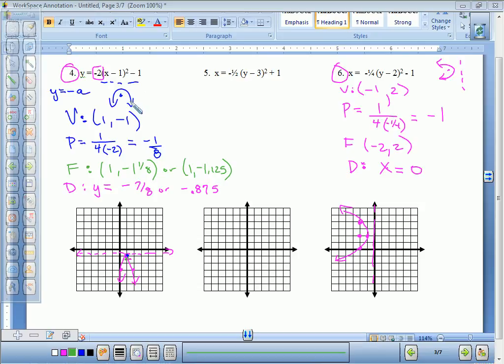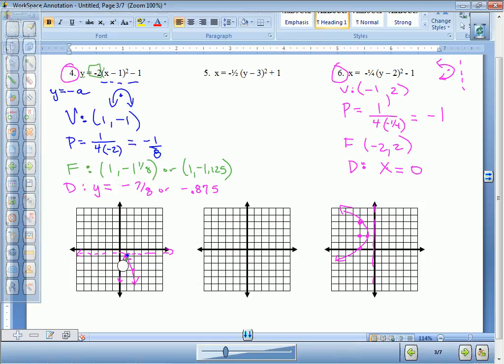Alright, so this is y equals and it's negative, so it's going down. The vertex is here. P is 1/4 times -2, -1/8. Now, guys, this is not a good one to double P. So using the moves on this one is much better. Because of this -2, I'm going to go over 1 and down 2, instead of 1, 1. That gives me 3 good points to sketch the graph.